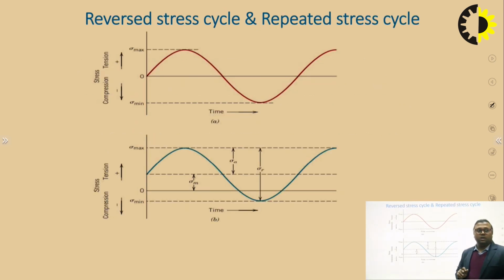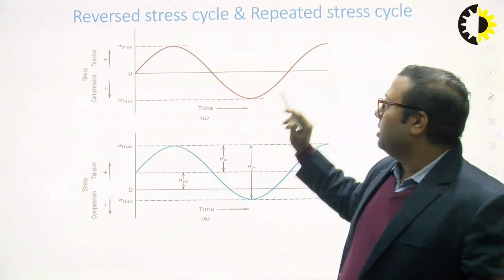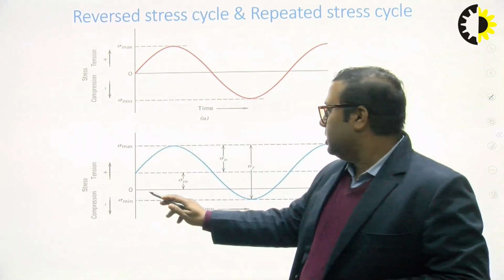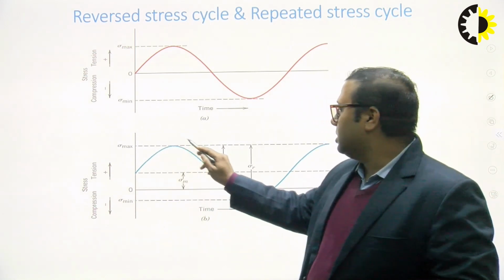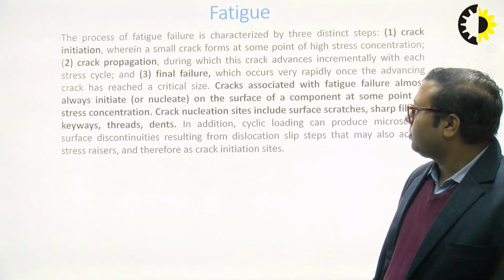So you can say that this is the stress and time curve, and the stress is varying. The upper part shows tension and the lower part shows compression. Here you can see how the stress and strain curve is varying.